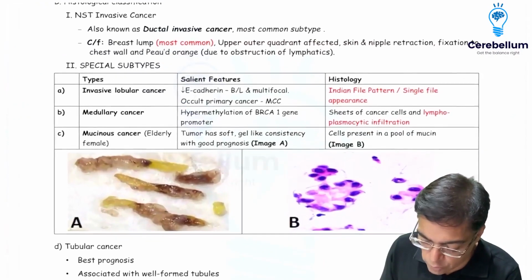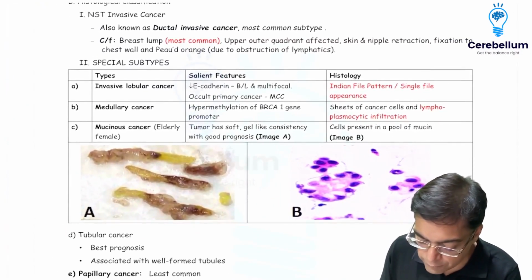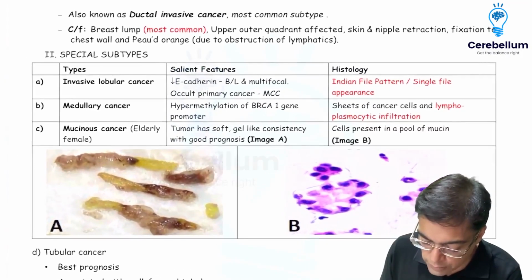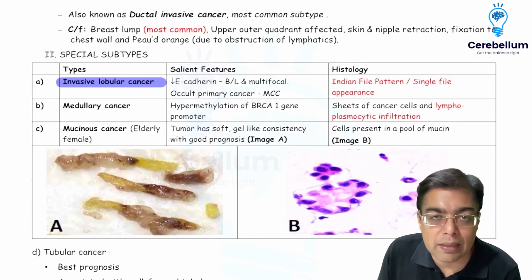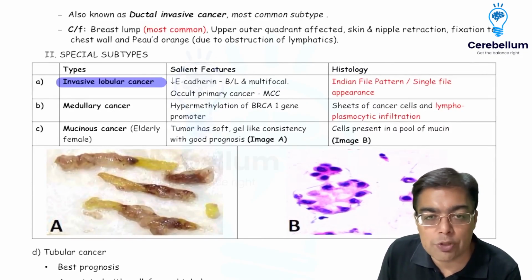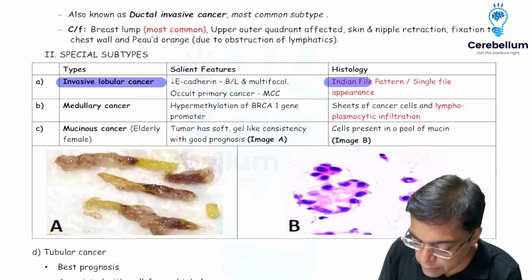Now, looking at the histological classification, some of the tumors have certain specific findings that we just need to be aware of. So I would personally recommend you be familiar with the finding in case of invasive lobular cancer. I repeat, associated with CDH1 gene mutation, you are going to have tumor cells arranged in a single line. That is given the name of an Indian file pattern or a single file appearance.